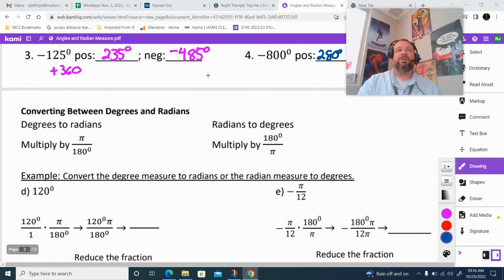Now we're actually going to start doing some stuff that's more related to the unit circle. We will actually get more into the unit circle tomorrow.